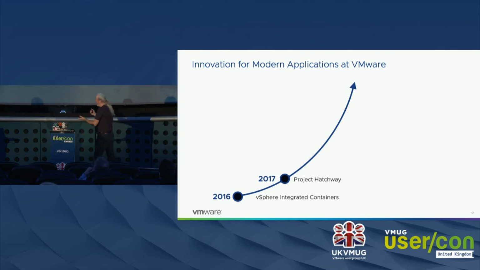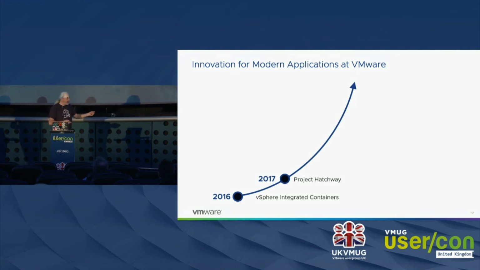So vSphere Integrated Containers was nothing more than providing a Docker API endpoint to your developer. So they actually thought they were doing Docker, cool stuff. But at the back end, we still had virtual machines. So you had the security and the isolation of the VMs, and then at the front end, your developer had the agility of using a Docker API.